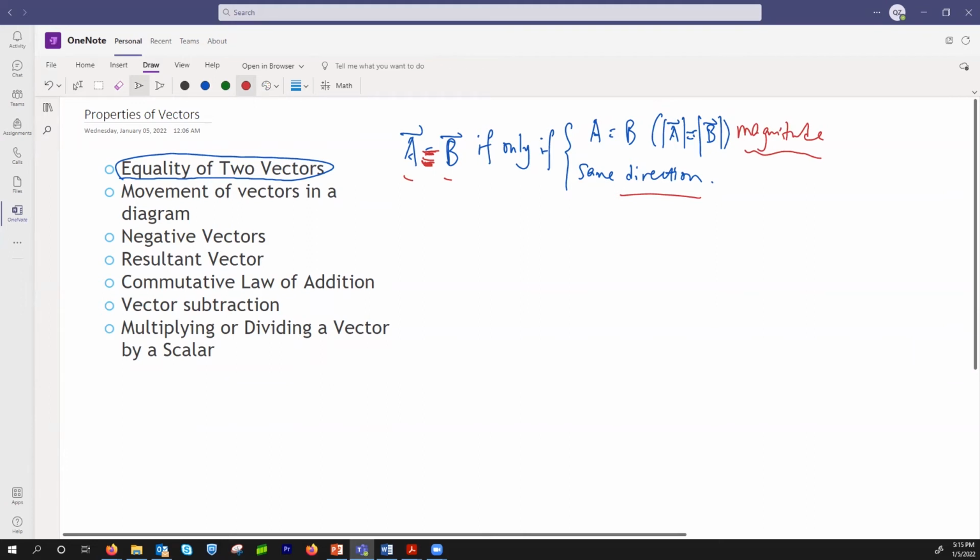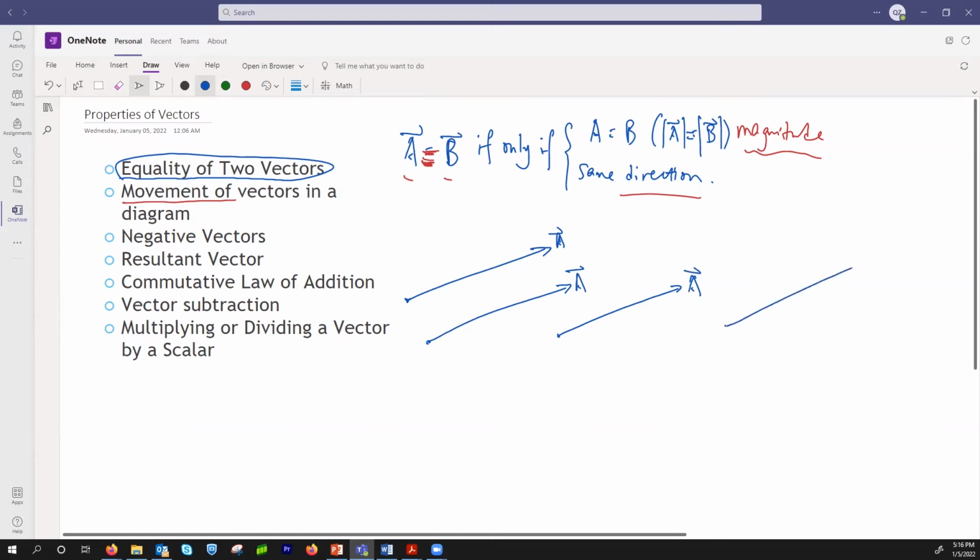Second property, movement of a vector in a diagram. It means that a vector can be moved in parallel to itself without being affected in its value or direction. So I was moving this vector, let's assume it's called A, from the top to here. And still it's the same vector because I just moved it parallel to itself. And if I move it to here, still it's the same vector. Still it's the same vector A.